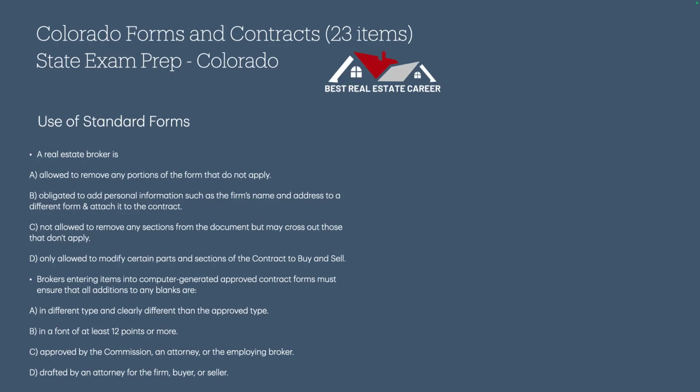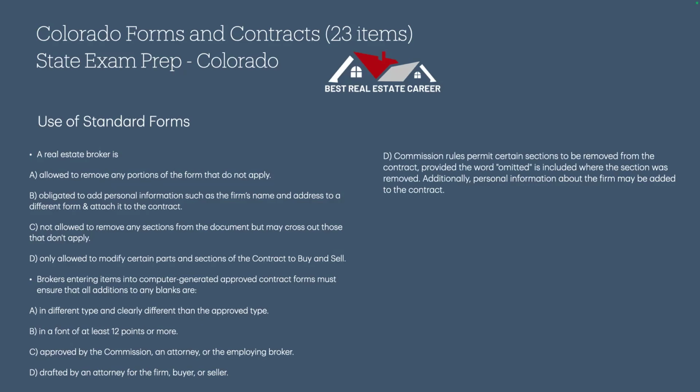So, commission approved forms. It says a real estate broker is... pretty short test question, but as we're looking at standard and approved forms, it says D, only allowed to modify certain parts and sections of the contract. And that's very true, guys. We're allowed to do fill in the blank contracts. We are allowed to omit certain things out of the contract if they don't fit. But we also know that it actually has to say omitted, right? So omitted, non-applicable is what it would really look like.